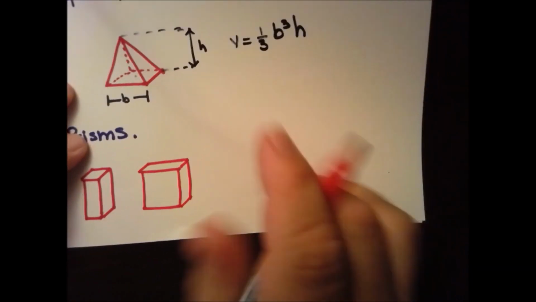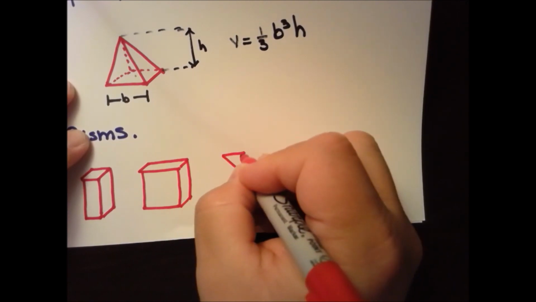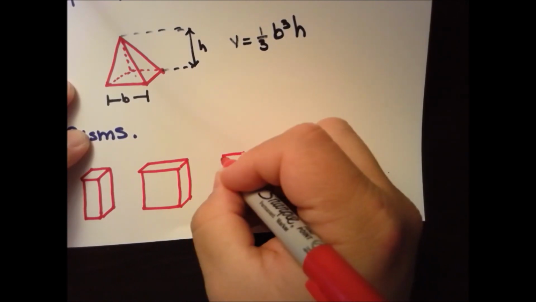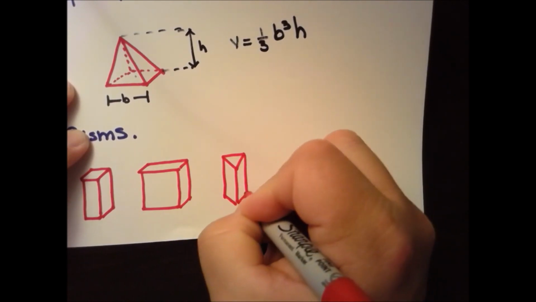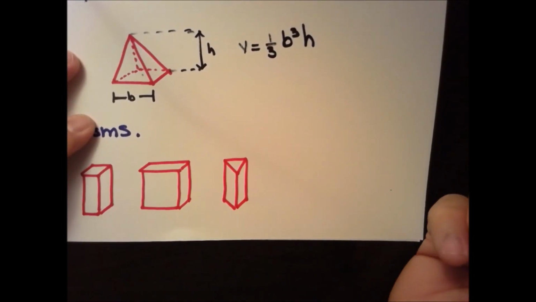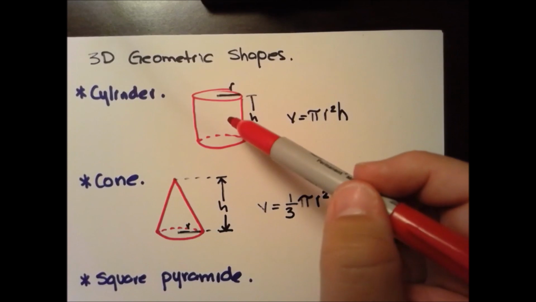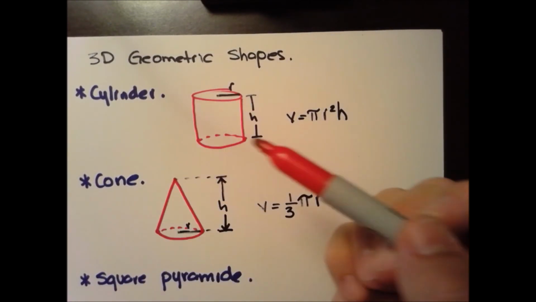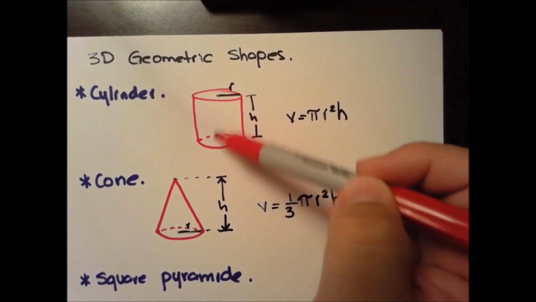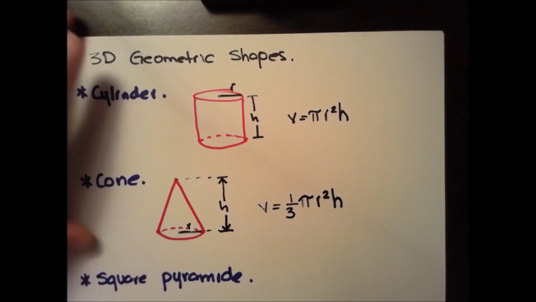Or we can have maybe a triangle prism. So the triangle prism is going to be something like this one. Or even, as you can see, this is something similar to the cylinder. A cylinder could be considered a circular prism. Why? Because the top and the base are going to be the same 2D geometric shape, like here.